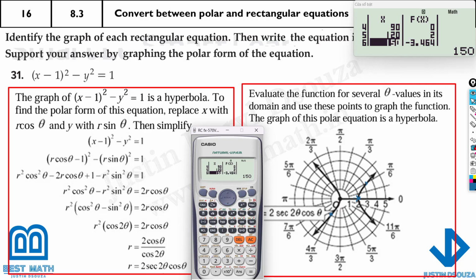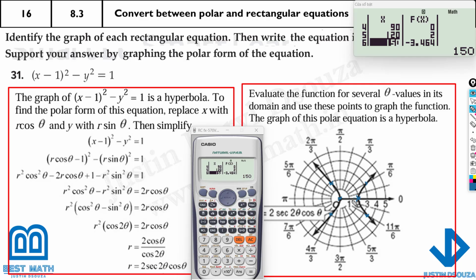Okay, this is 0 again, 2. Let me just plot a few more. At 90 degrees it is 0. So this is 1 point. At 120 degrees it is 2. This is 1 more point. And then 150 it is minus 3.1. So it's 150. 1, 2, 3 points. See, this is the point.